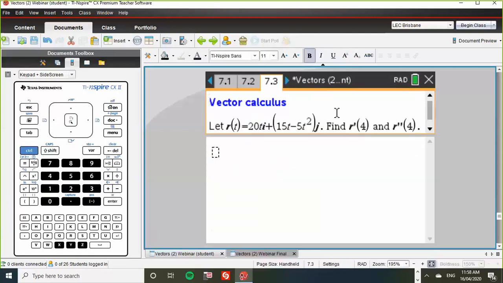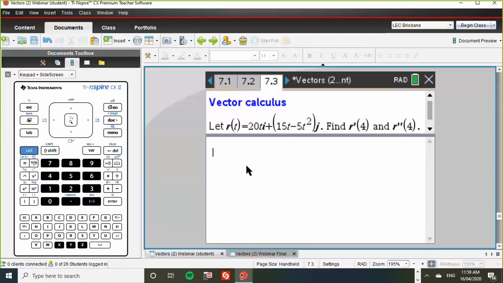So here's a very simple example. Our position vector, we're going to let r of t be 20t i plus (15t minus 5t squared) j. And what we want to do is find the velocity at t equals 4 and the acceleration at t equals 4. The TI-Nspire allows us to perform numerical differentiation. And these questions are done very simply by hand as well, but let's show you the TI-Nspire approach.